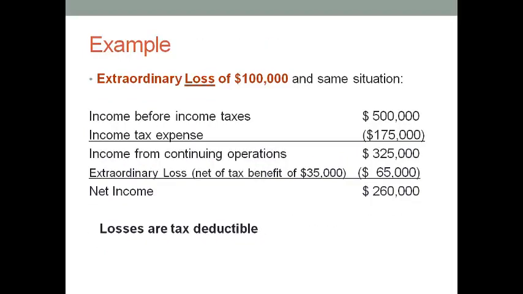Now let's look at how a loss would be reported given the same situation. The amounts are the same. The only difference is the loss is subtracted and the gain was added to get to net income. A gain is reduced because extra tax must be paid. A loss is reduced because the loss gives tax savings that offset the loss.